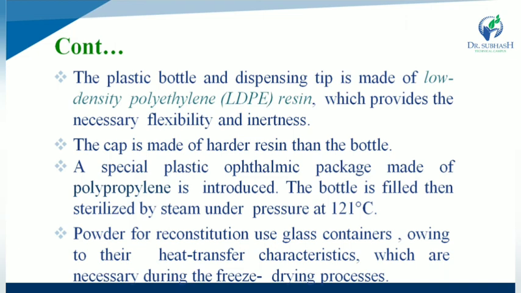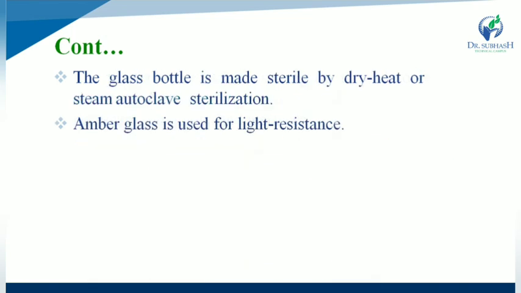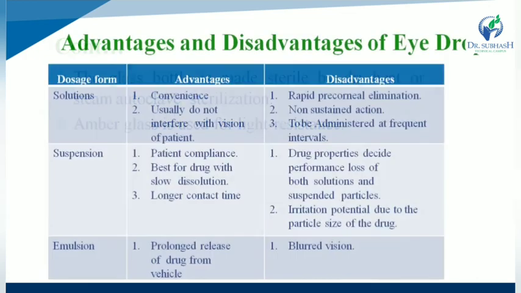For powder for reconstitution, use glass containers owing to their heat transfer characteristics, which are necessary during the freeze drying process. The glass bottles are made sterile by dry heat or steam autoclave sterilization, and amber glass is used for light resistance.